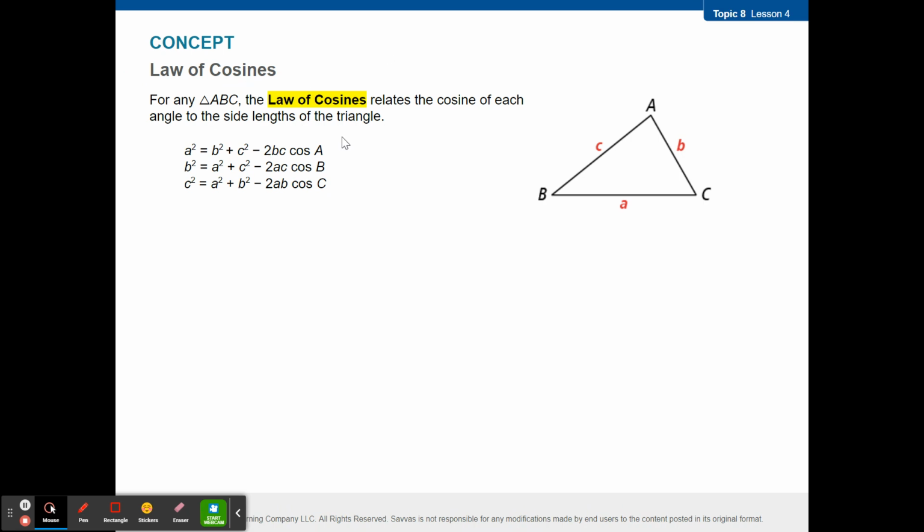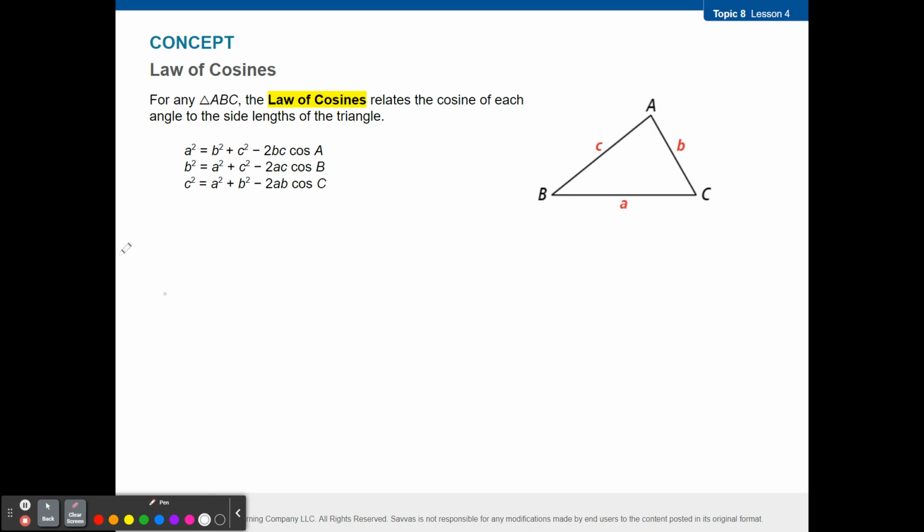Now you should see in your foldable these three. You have a squared equals b squared plus c squared minus 2bc cosine a, and then b squared and then c squared. So what they're saying here is that a squared, b squared, c squared, these are the sides of the triangle, okay? And each one is using that opposite angle, just like with law of sines, okay?